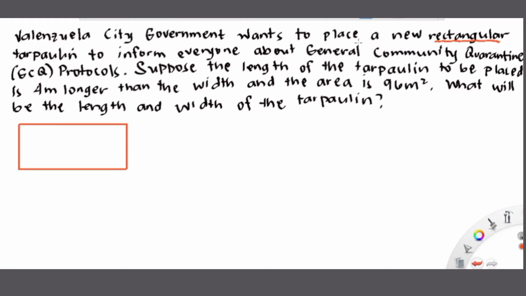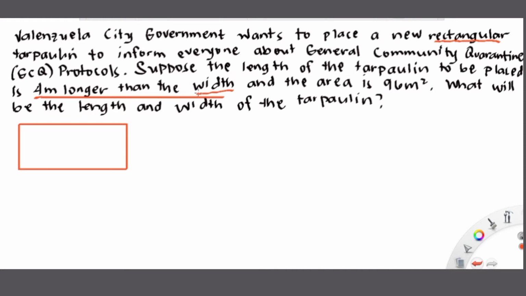Valenzuela city government wants to place a new rectangular tarpaulin to inform everyone about the general community quarantine or the GCQ protocols. Suppose the length of the tarpaulin to be placed is 4 meters longer than the width. So, ang ating length daw ay mas mahaba ng 4 meters kesa sa width. And the area is 96 meters squared. So, what will be the length and the width of the tarpaulin? So, ang width natin and the length ay hindi given yung kanilang exact value. So, we will represent for the length and the width.